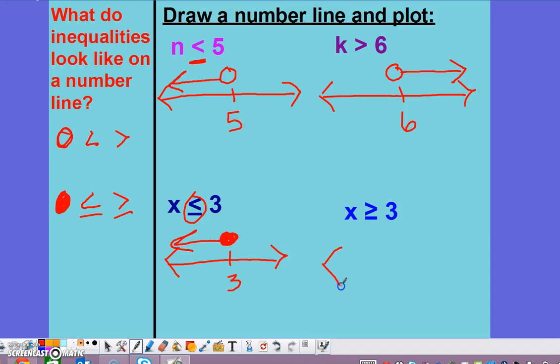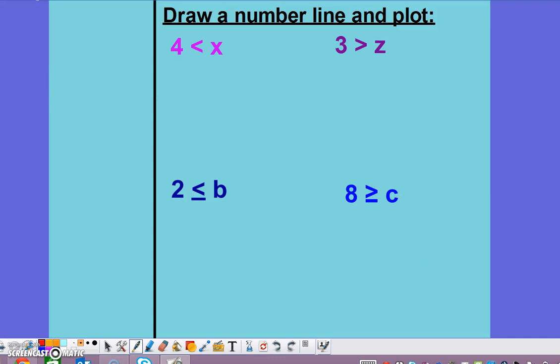Our next one, x is greater than or equal to 3. I will have a closed circle because we are including the 3, but then I want everything else that's greater than, because x can be any number larger than 3 or be 3. So this seems pretty easy, but what about when our inequality is written backwards?